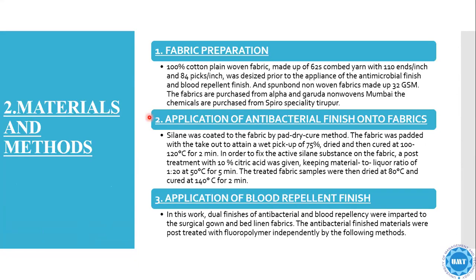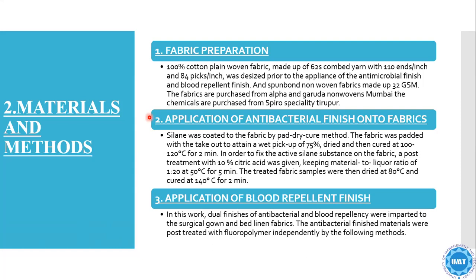What are the materials and the method for this? Fabric preparation. 100% cotton plain woven made of 2/62 combed yarn, with 84 picks per inch, desized prior to the application, and spunbonded non-woven fabrics made of 32 GSM. Application of the antibacterial finish onto the fabrics. Silane was coated onto the fabrics by the dry pad cure method.